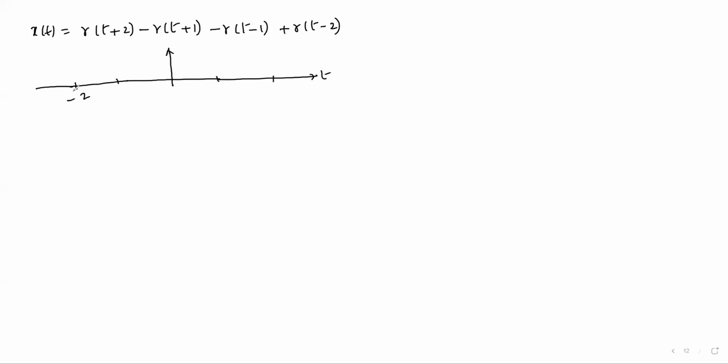We're starting at -2. This is r of t plus 2. The second signal is given with a minus sign. That means inversion.